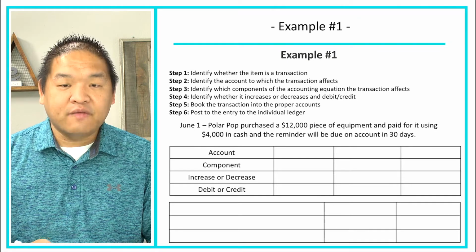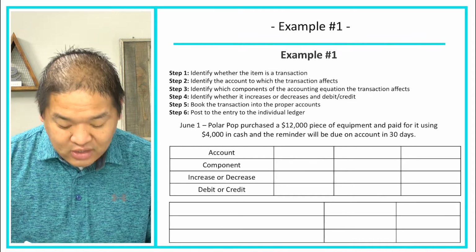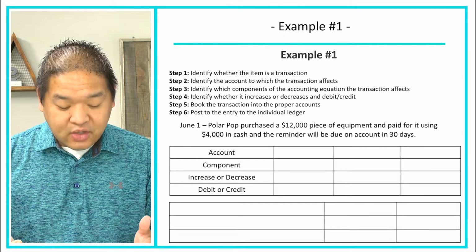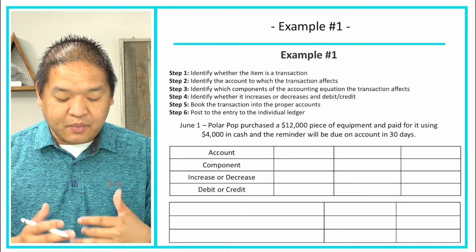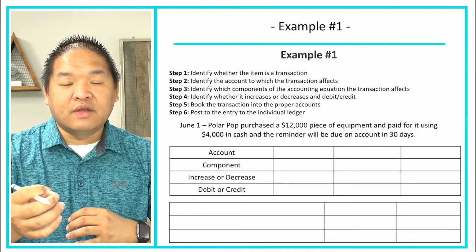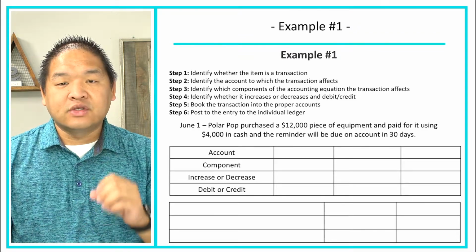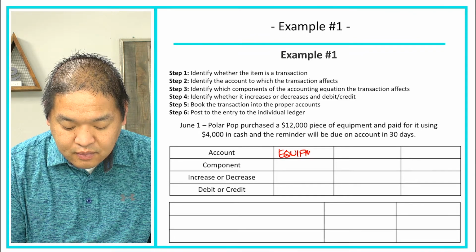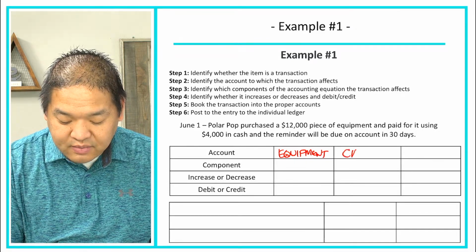Polar Pop purchased a $12,000 piece of equipment and paid for it using $4,000 in cash, and the remainder will be due on account in 30 days. So the first thing that we want to do is to figure out what accounts are being affected by this transaction. So what is happening? Polar Pop is receiving a piece of equipment, and what are they giving up? Well, they are giving up cash, and they're giving up an IOU or a promise to pay. So that kind of gives us our 3 accounts there. So they're getting equipment, so we know equipment's going to be affected. And then they're giving up at least cash, so cash is going to be affected.